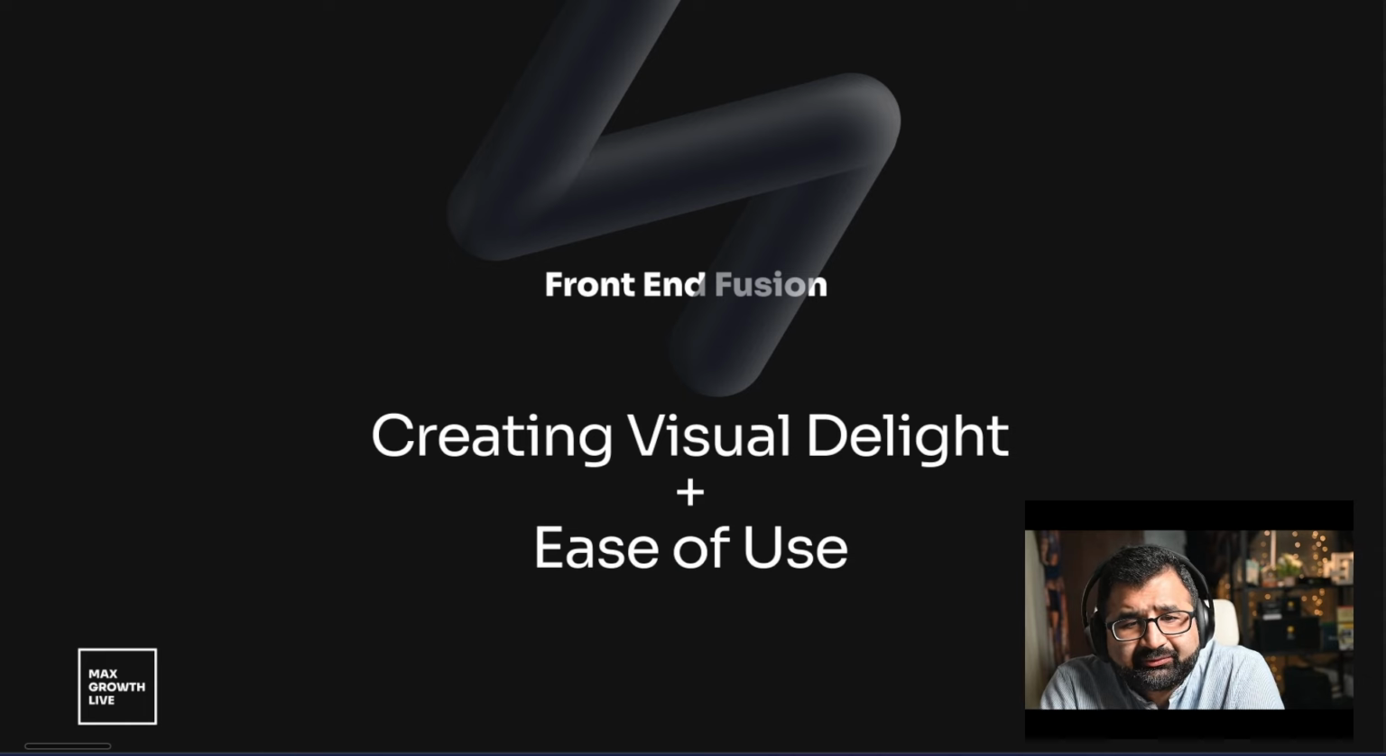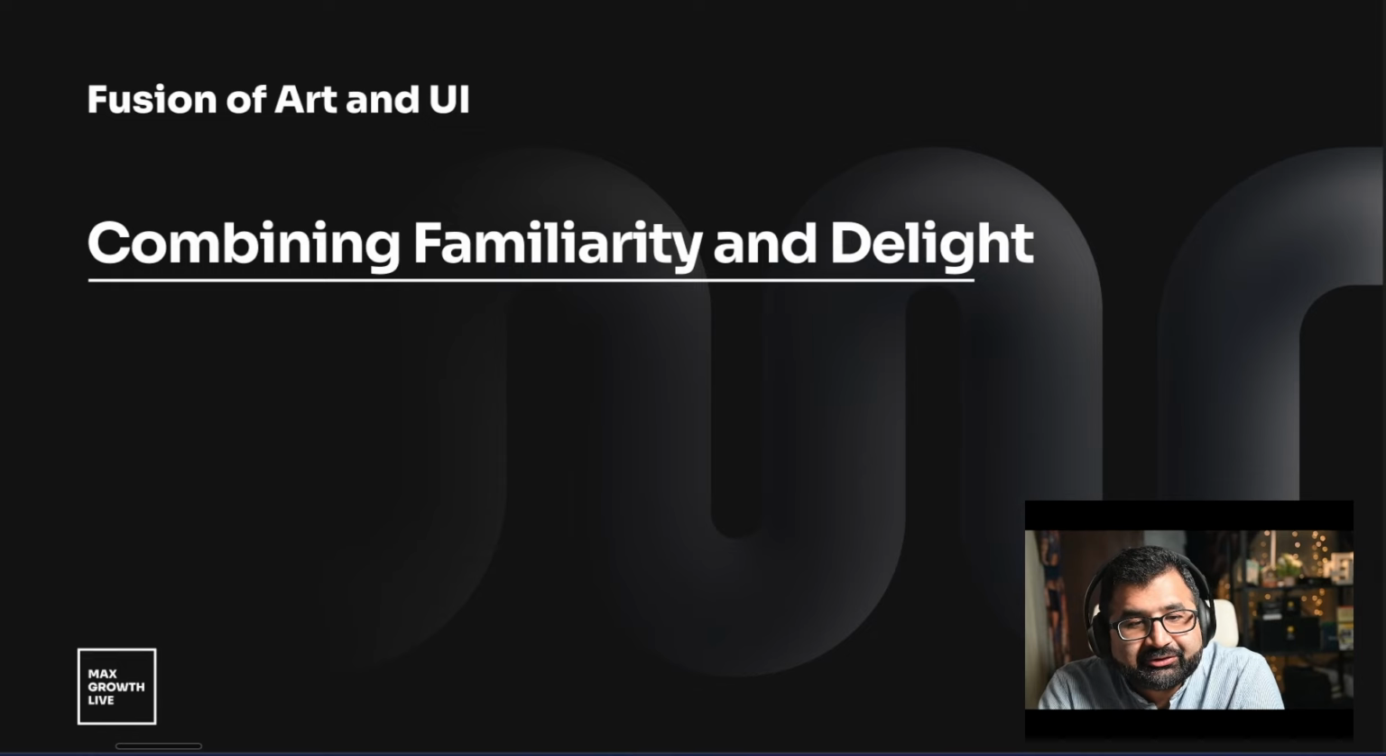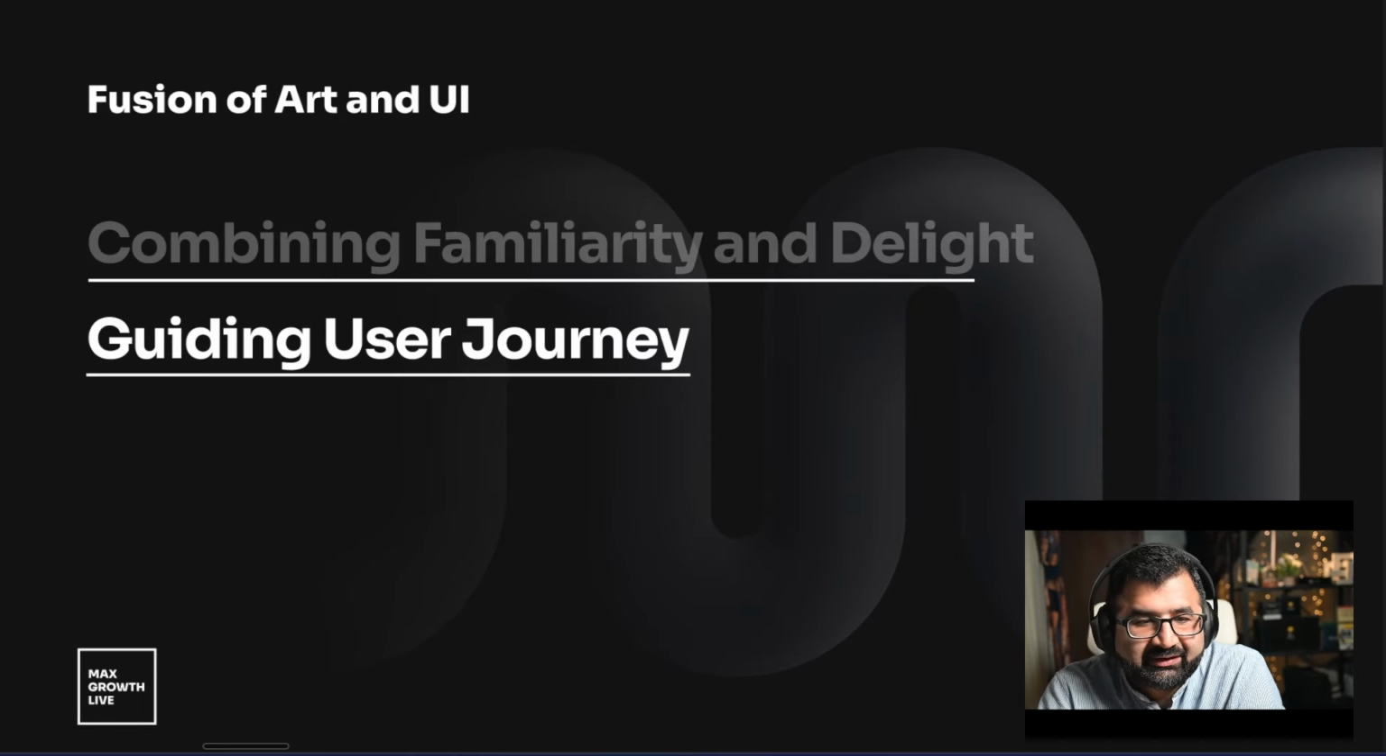So what is front-end fusion, or how can we say we have created an amazing interface for users? It's mainly a combination of two elements. One is creating visual delight, and the other one is to make sure that there is ease of use for the customer. So by combining art and UI, we are mainly talking about combining familiarity and delight. So making sure people don't feel alienated and they are delighted with your design elements. And also making sure that the user is guided through recommended steps to take.